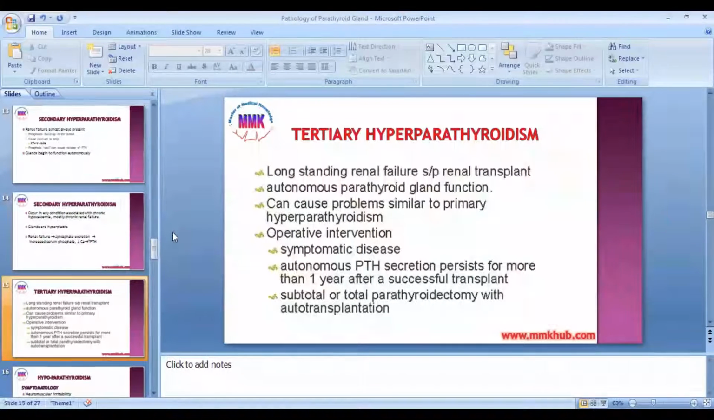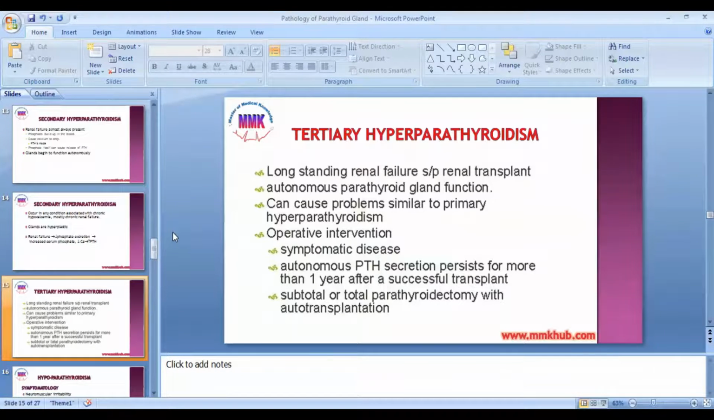Now, what is the tertiary hyperparathyroidism? It occurs in the long-standing cases of renal failure, which can occur post-procedure of the renal transplant cases. There is autonomous parathyroid gland function. That parathyroid gland is not under the control of the calcium levels and serum calcium regulatory levels.